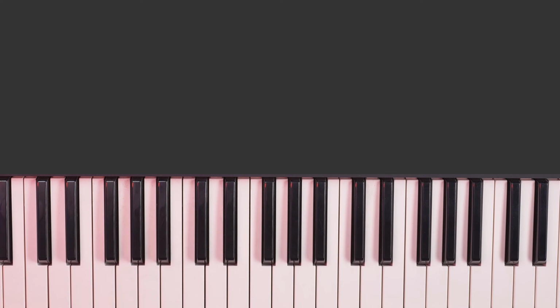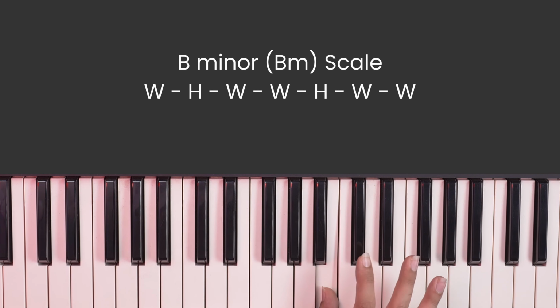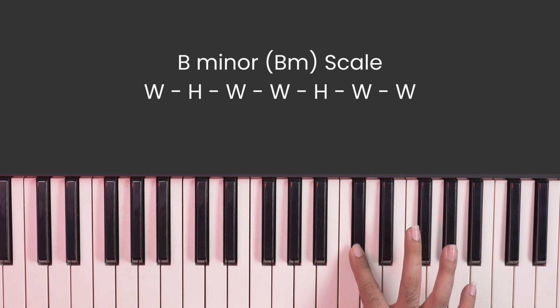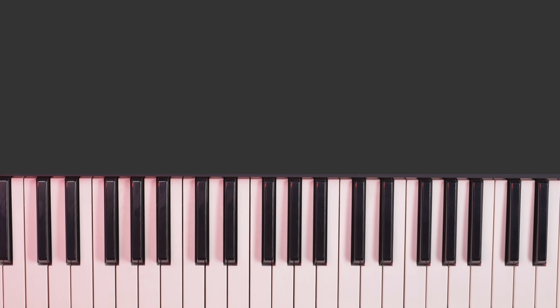Okay, so let's try just figuring out one major scale and one minor scale. Any other scale that we have played, let's figure out G major. Okay, so let's start with a G. Whole, whole, half, whole, whole, whole, half. So that's a G major. And let's figure out any other scale, any minor scale. Let's go with B minor. So we go B, whole, half, whole, whole, half, whole, whole. We come back to a B. So that's a B minor, and that's the formula which can help you to figure out any scale from this keyboard.